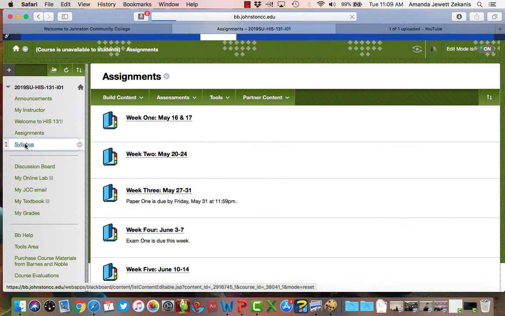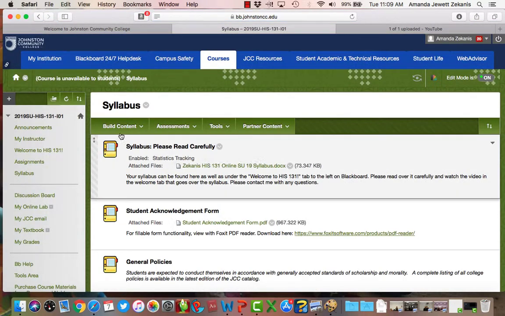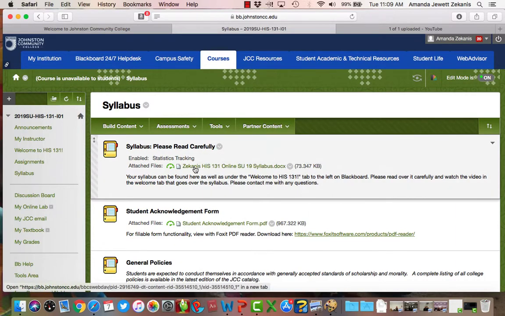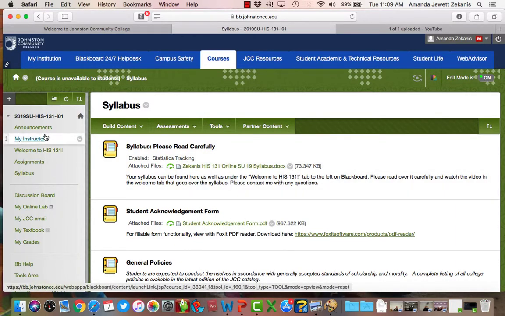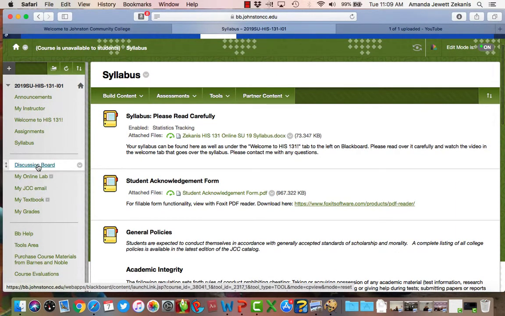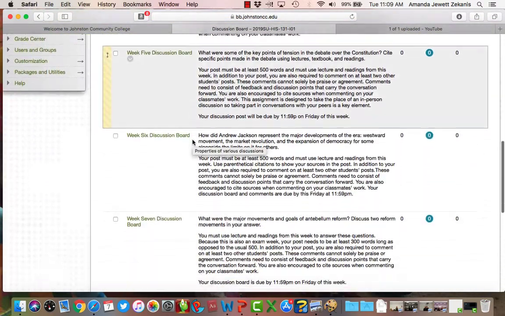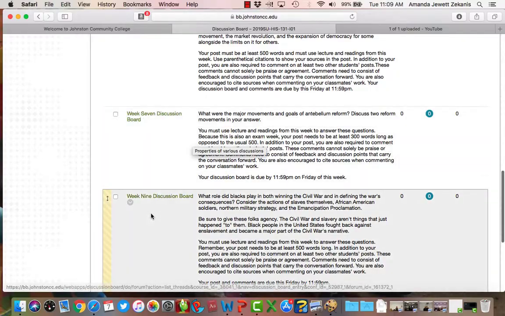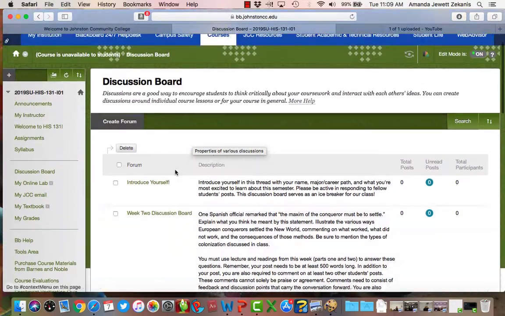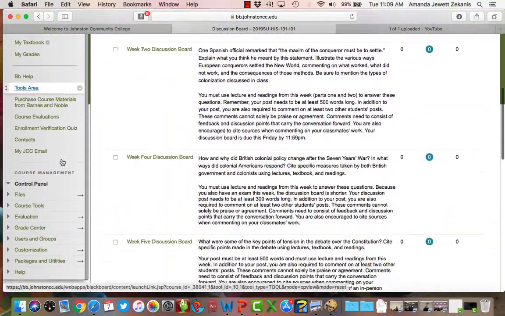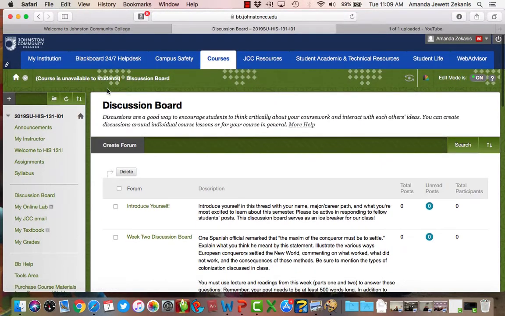The syllabus, again, we've already seen it in the Welcome to History 131 tab, but it is also here if you need it there. The discussion board, you could go to this tab to do discussion boards if you want to. You could go in here. But again, they're also laid out in those appropriate week folders, so you could go to the weeks as well.